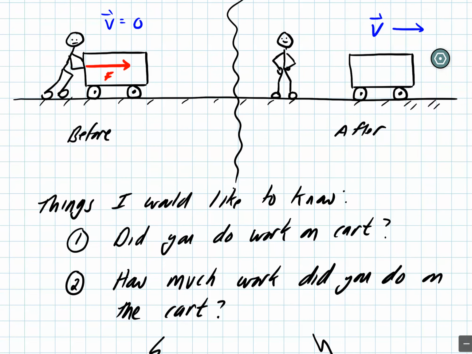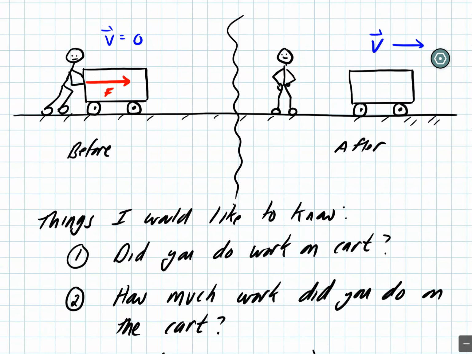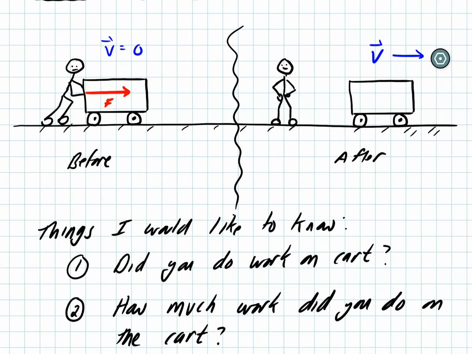I want to know two things. Did you do work on the cart? And how much work did you do on the cart? Well, I think the answer to the first question is pretty obviously yes, because the cart has kinetic energy after you're done with your push, and here at the beginning the cart had no energy. So the cart has energy at the end. It didn't have it at the beginning. Energy has to come from somewhere, and I'm pretty sure it came from you.